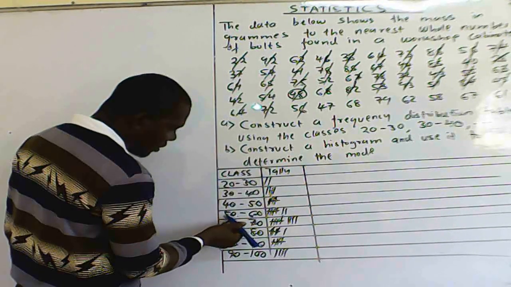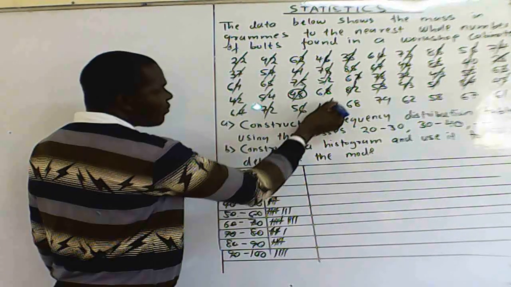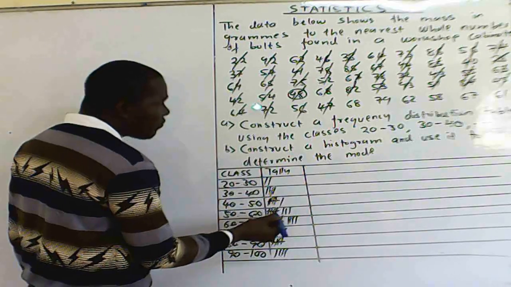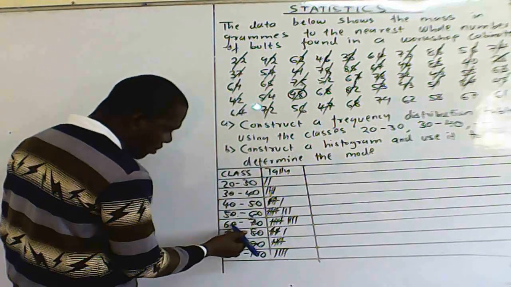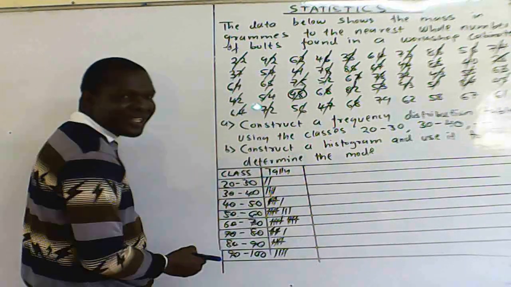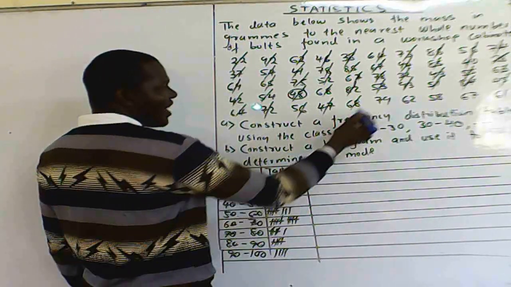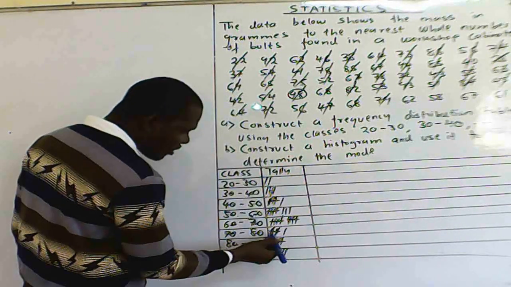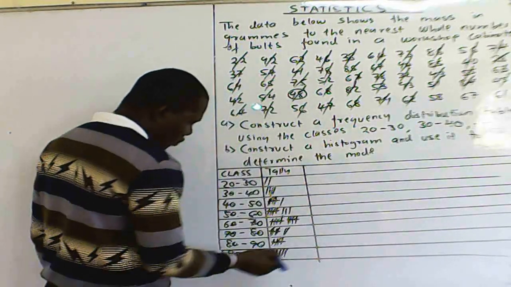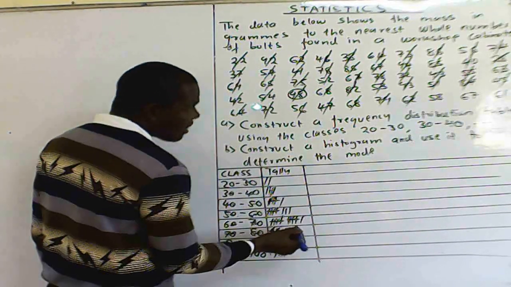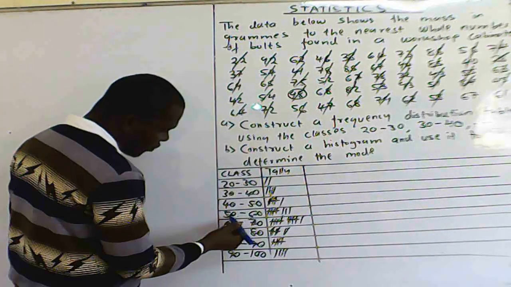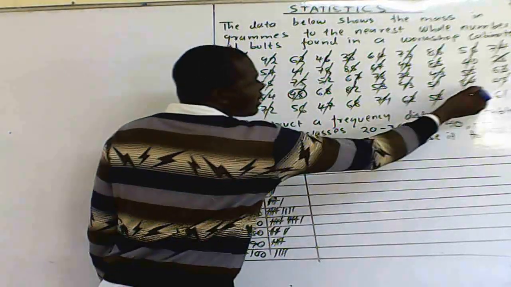56 is between 50 to 60. 47 is between 40 to 50. 68 is between 60 to 70. Are we in time, isn't it? Yes. Then 79 is between 70 to 80. 62 is between 60 to 70. 58 is between 50 to 60.